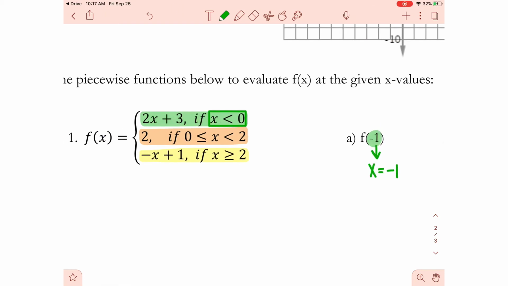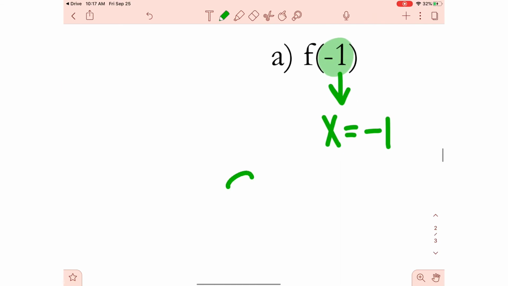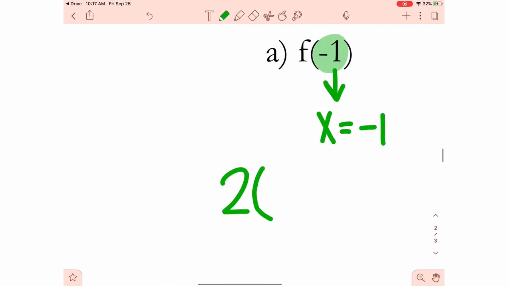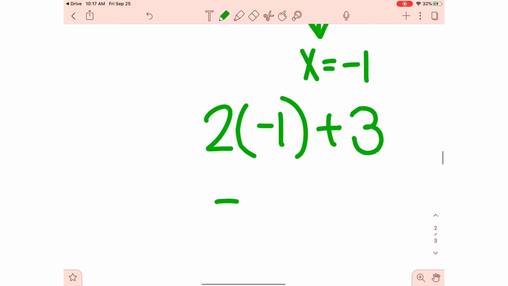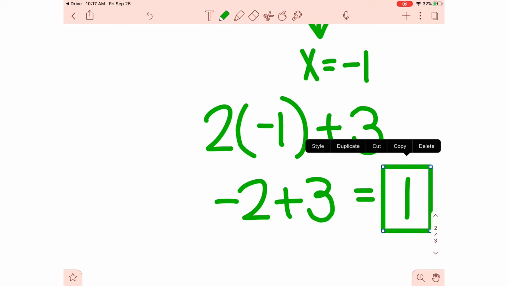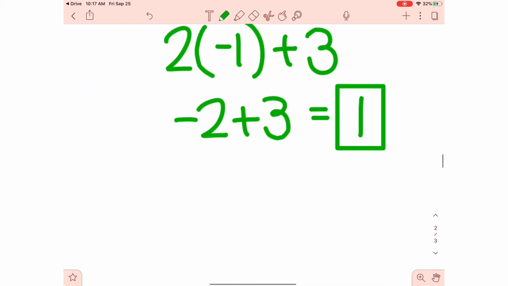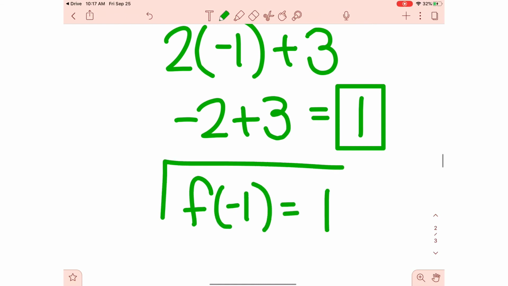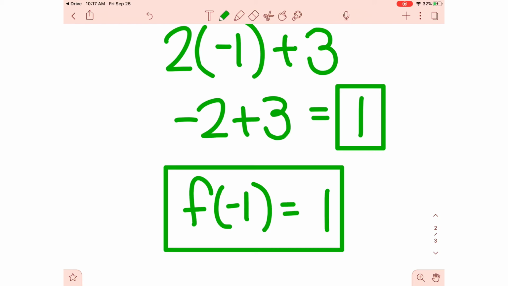So let's take a look. We are only going to focus on this equation. So we're going to plug into just the green equation. 2 times -1 plus 3. So that's -2 plus 3, which is 1. So there's my answer. The fancy way to write this answer is f of -1 equals 1. But I would accept either way.